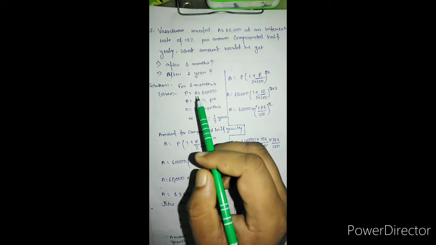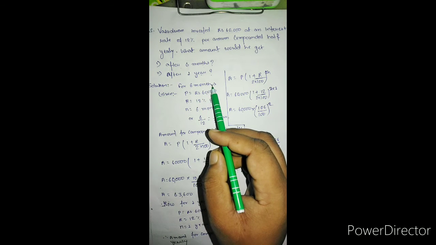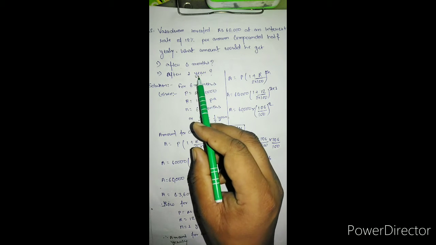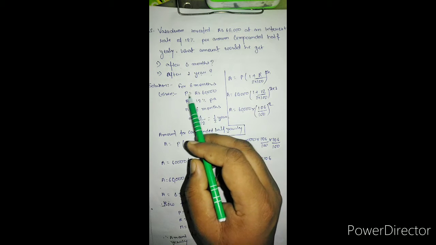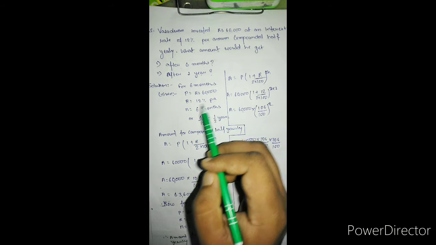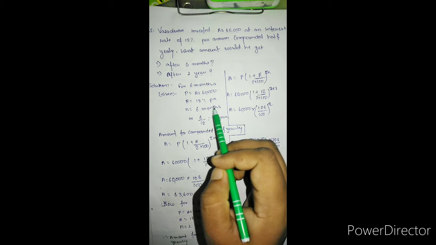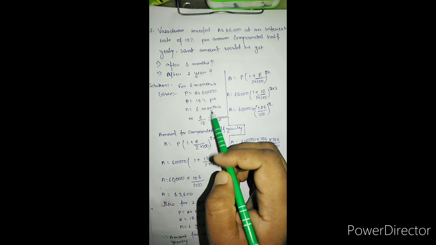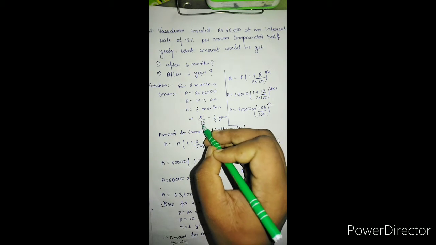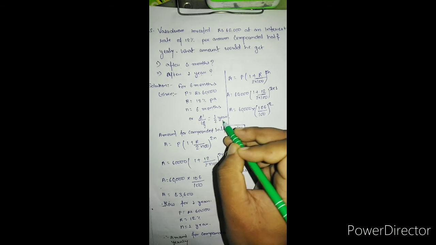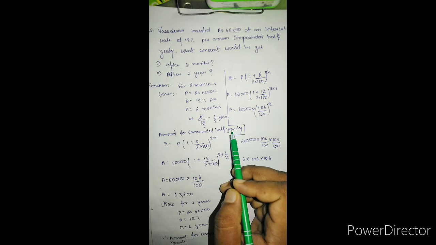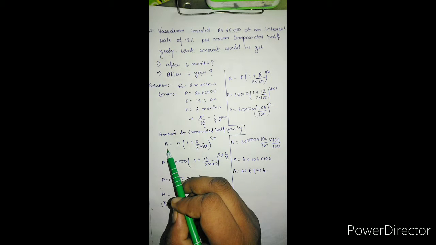So look here at the solution for 6 months. We are going to solve it for 6 months, then we will solve it for 1 year. Now P is 60,000, and the rate of interest is 12% per annum. n is 6 months, so we have to change it into years. So 6 by 12, we can cancel it, it will be 1 by 2 years. So for the amount compounded half yearly, we know the formula of amount is what?